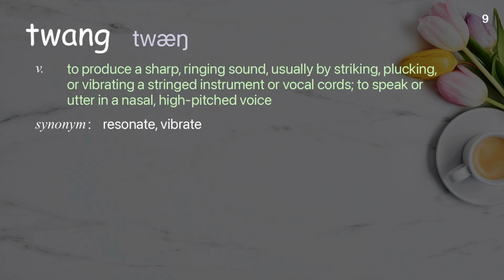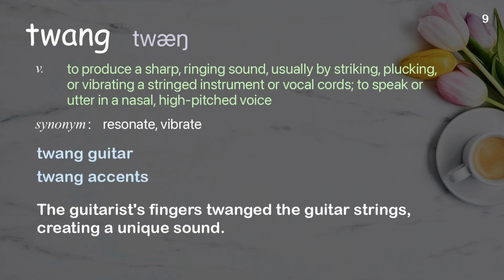Twang. To produce a sharp, ringing sound, usually by striking, plucking, or vibrating a stringed instrument or vocal cords. To speak or utter in a nasal, high-pitched voice. Examples: Twang guitar. Twang accents. The guitarist's fingers twanged the guitar strings, creating a unique sound.